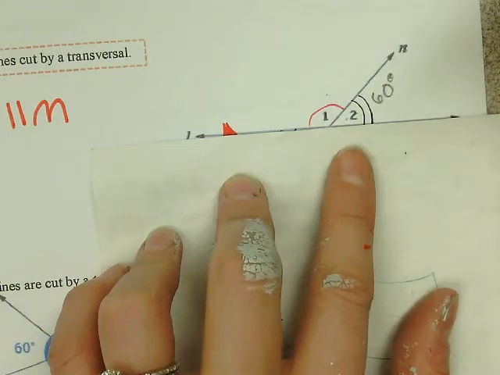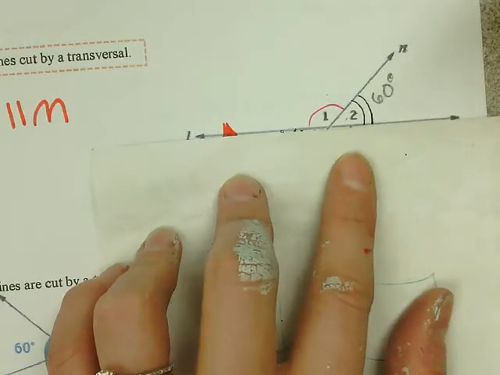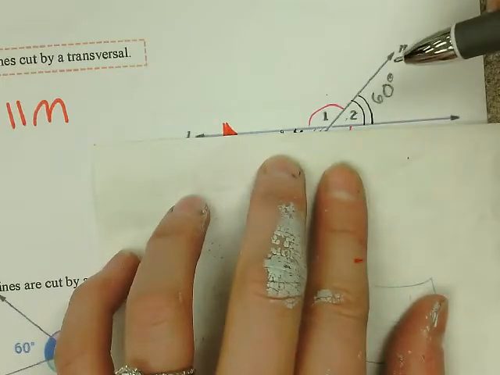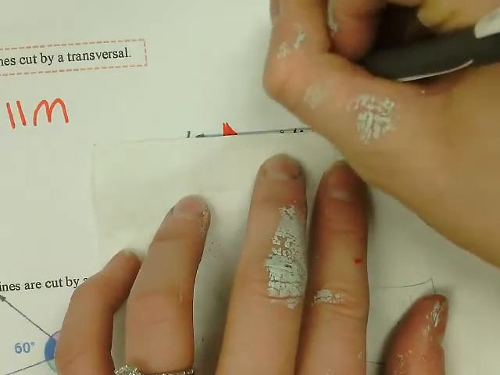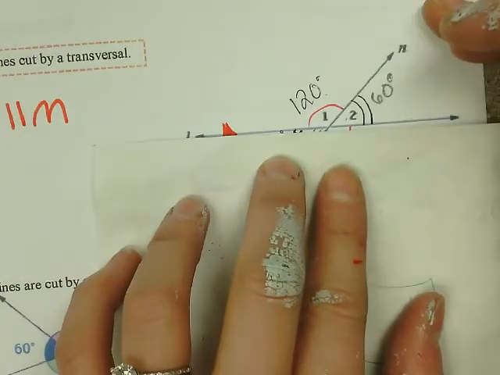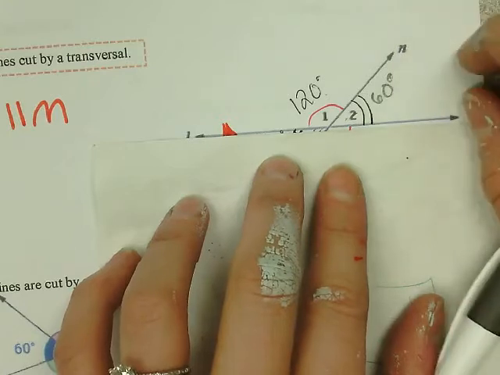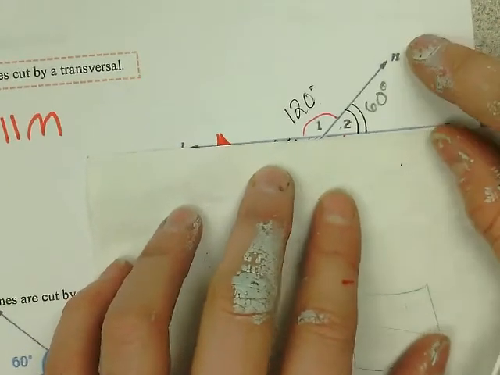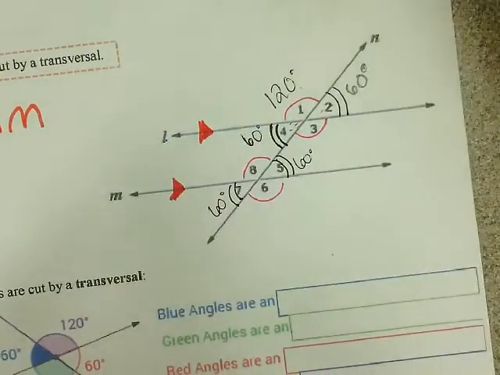Right, so how'd you get that? I don't know who said it. Right, so I would do 180 minus 60, and that would get me 120. 180 minus 60 gets me 120. That was right that time, right? Yeah. Well, I'm glad you're paying attention.